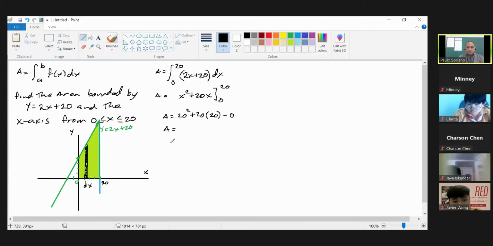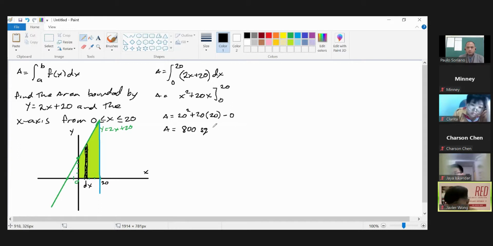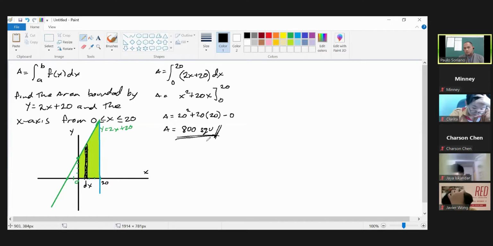Am I correct? So how much? 800. 800? Yeah, 800 square units. Correct, right? 2x will be x raised to 2 over 2, so x squared plus 20x. Okay, correct. So that's 800 square units.